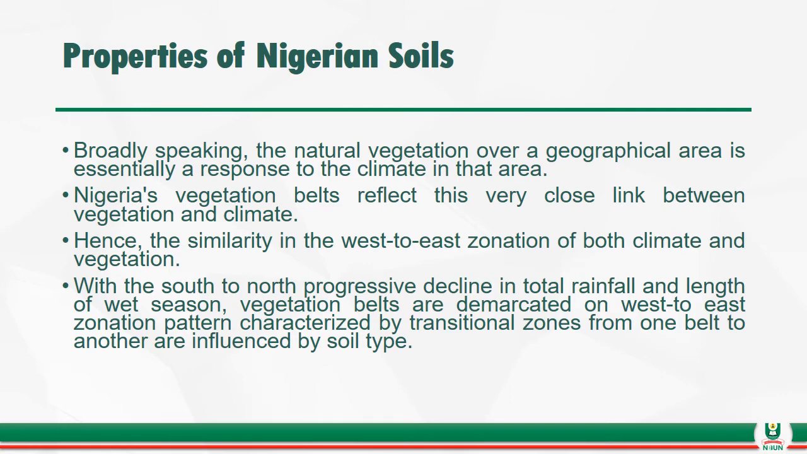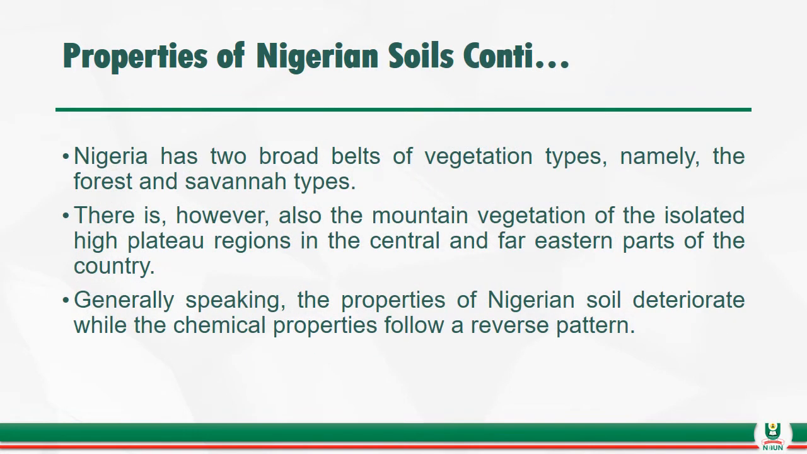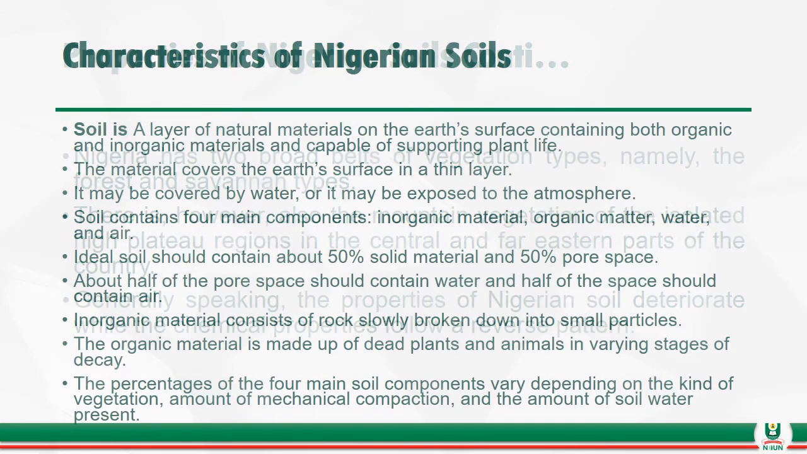They are influenced by soil types. Nigeria has two broad belts of vegetation type, namely the forest and the savanna type. There is, however, also the mountain vegetation of the isolated high plateau regions in the central and far eastern part of the country. Generally speaking, the physical properties of Nigerian soil deteriorate while the chemical properties follow a reverse pattern.